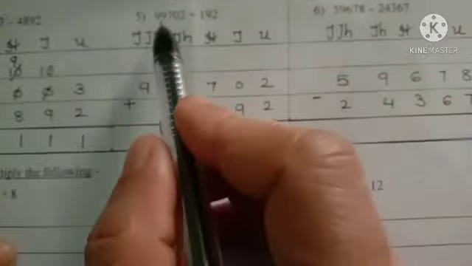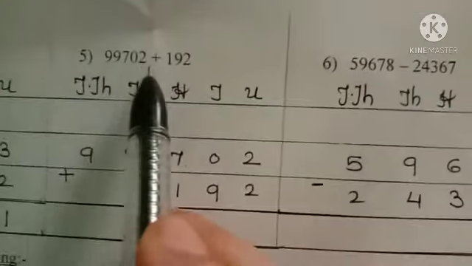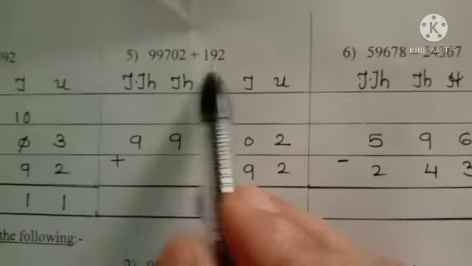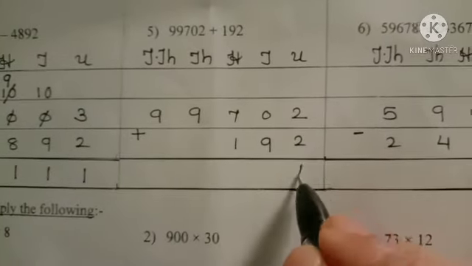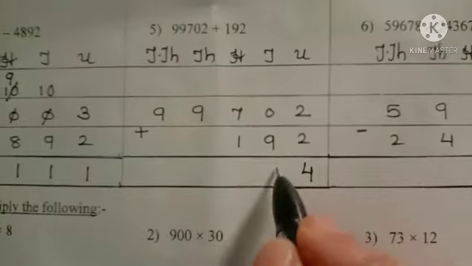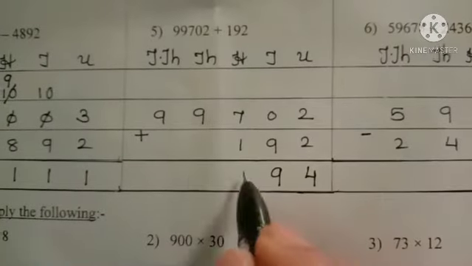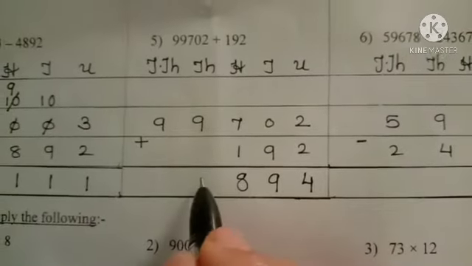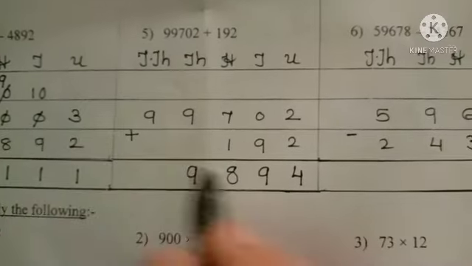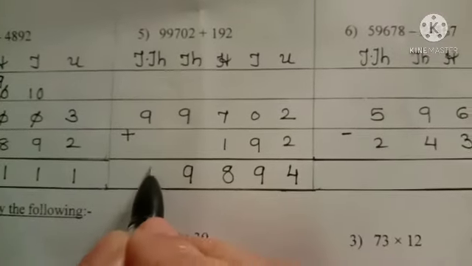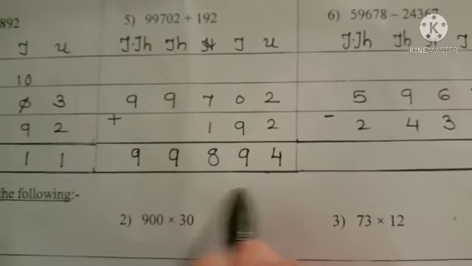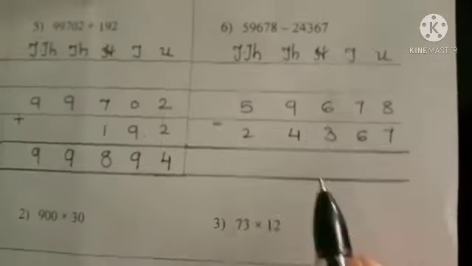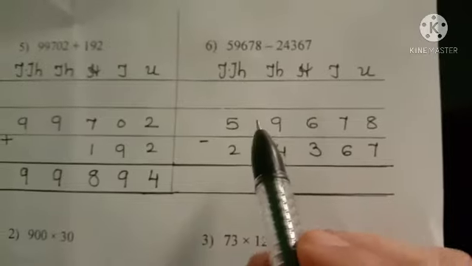Next question is given 99,702 plus 192. So we'll start our addition from units place. 2 plus 2 is 4. 0 plus 9 is 9. 7 plus 1 is 8. Here only 9 is there. So write down 9. And in ten-thousands place also only 9 is there. So write down 9. So our answer is 99,894.